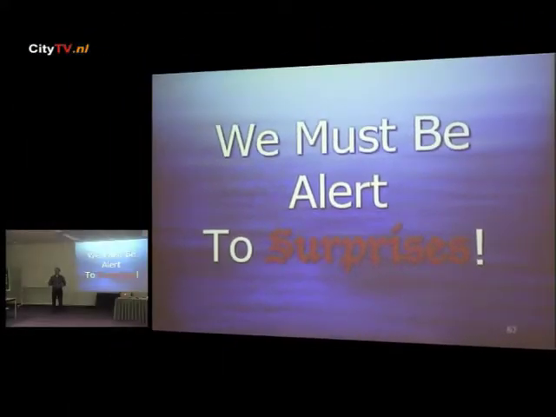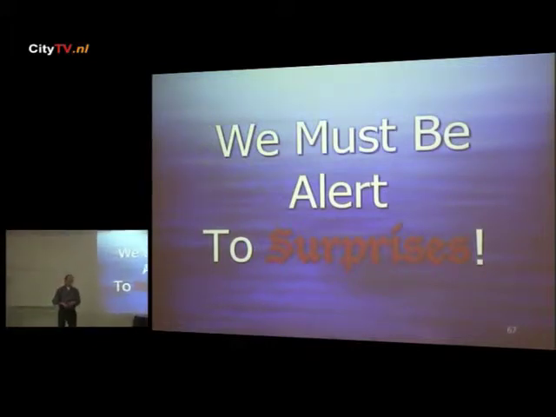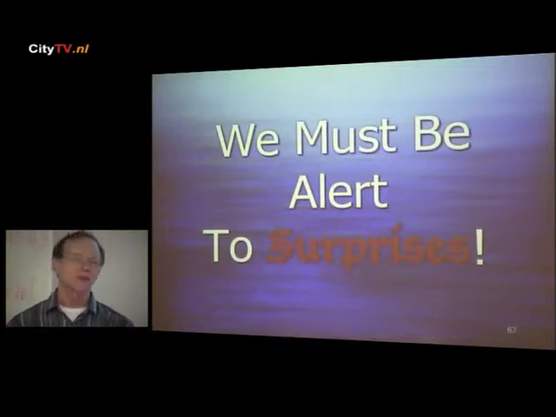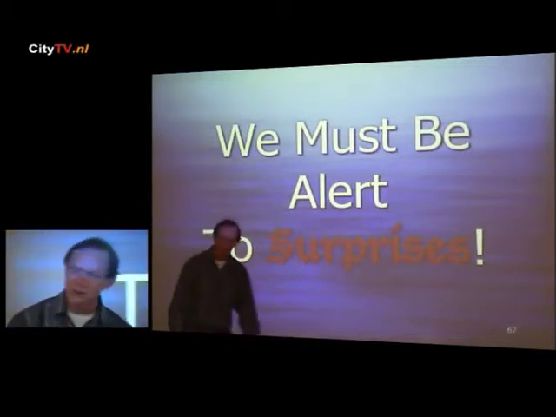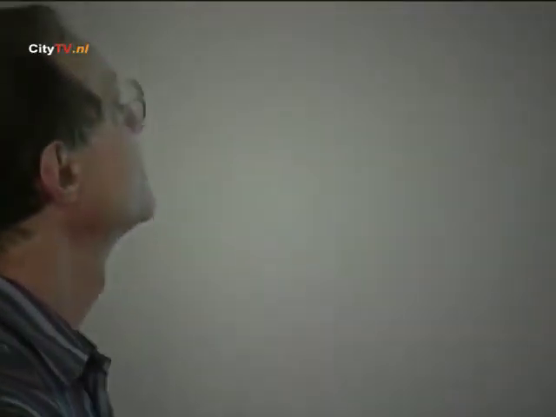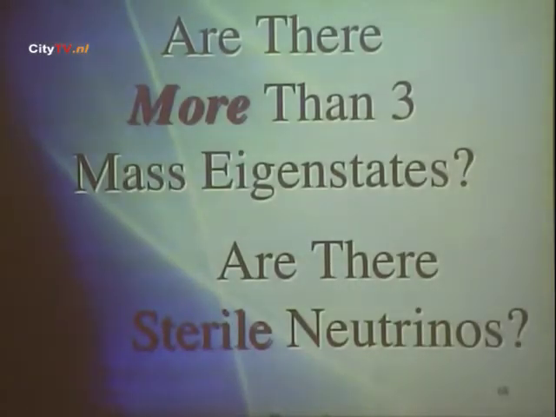I've described what we would like to do in terms of the physics of neutrinos as we currently understand it. But there may be surprises. And to illustrate that there may be surprises, I'd like to tell you about some surprises we have already experienced within the last year. One of them bears on sterile neutrinos. The question is, are there more than 3 mass eigenstates? And what you'll see is related: are there sterile neutrinos?